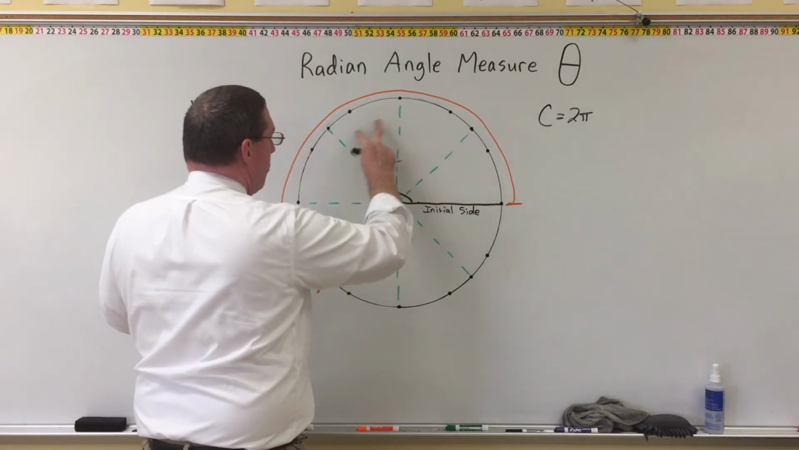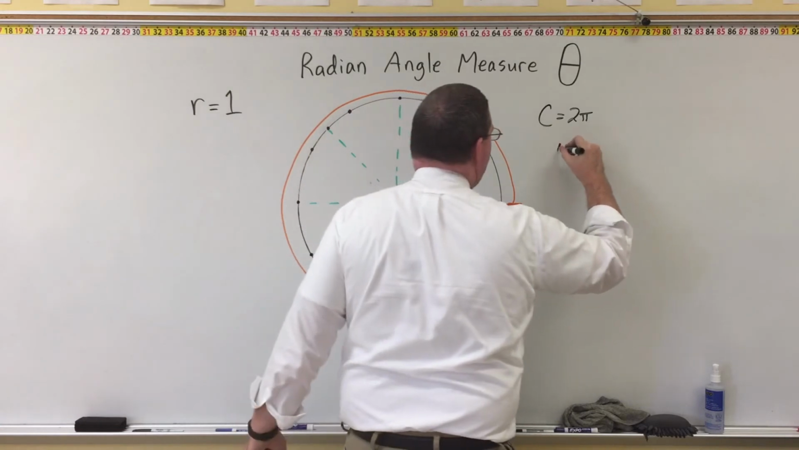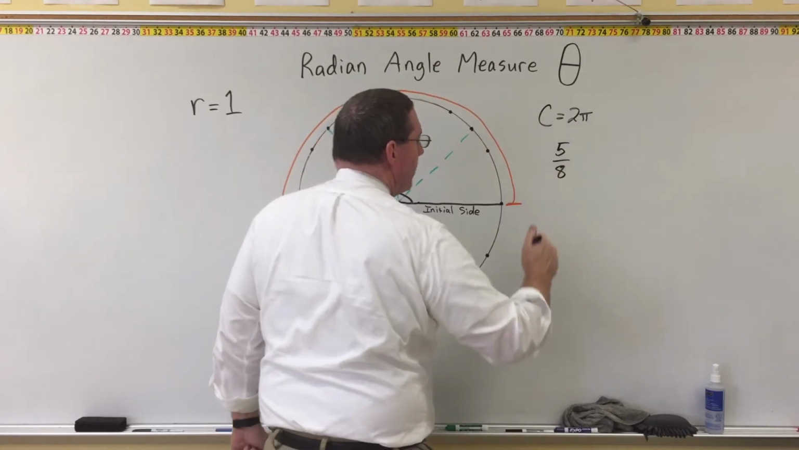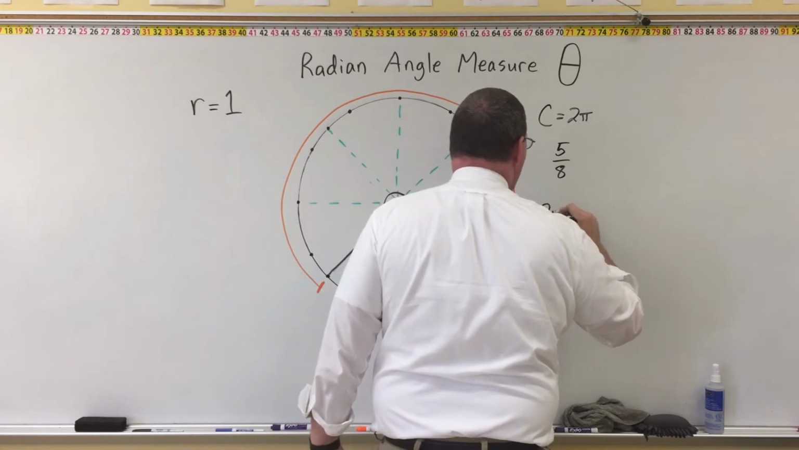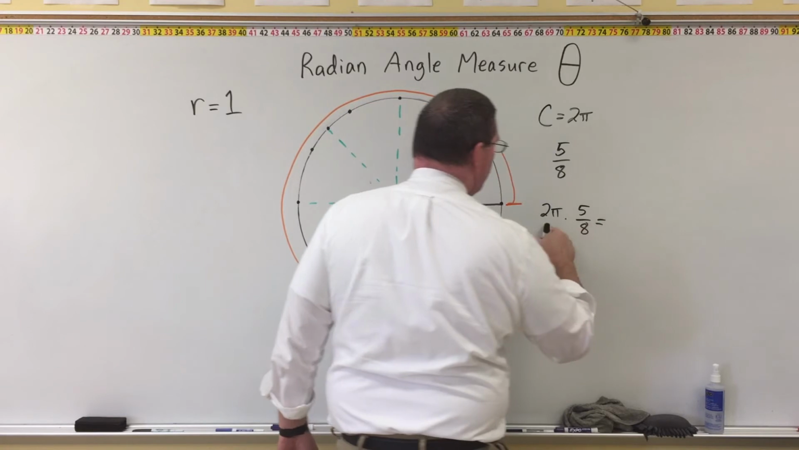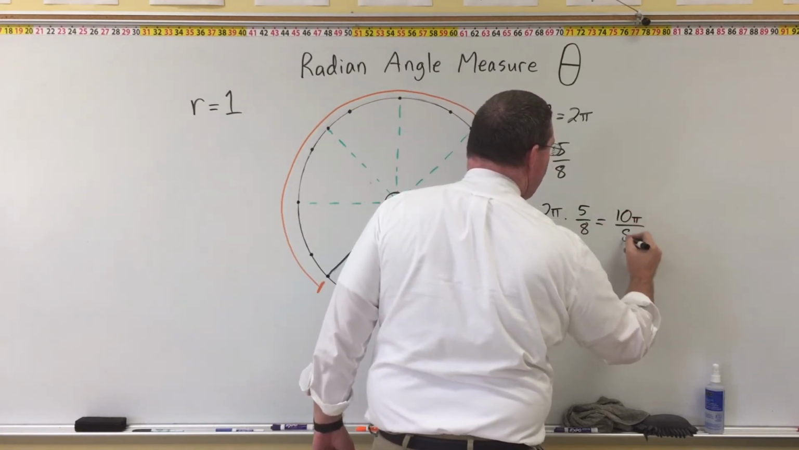And now we need to know the fraction. We have 5 slices out of 8 slices, so our fraction is 5 out of 8. Now we just have to multiply 2 pi times 5 out of 8. So 2 pi times 5/8. 2 pi times 5 is 10 pi over 8.